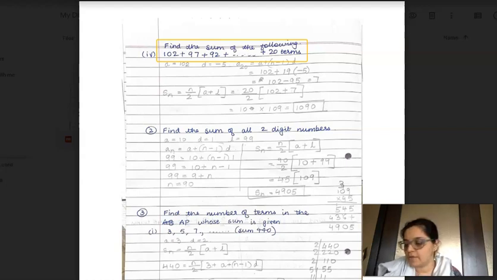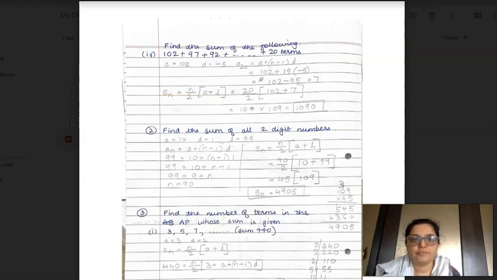Because when I want to calculate D, what I need to do? I have to do this term minus this term. It's the reverse. So when I need to calculate the difference, it is this term minus the previous term. I can't do the reverse. So my D here is a negative number. Then I use the sum of n formula here, and I find this.